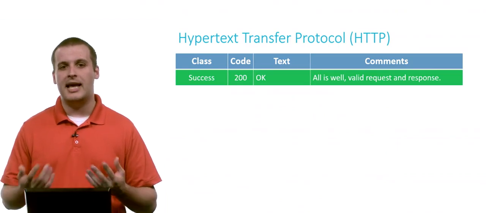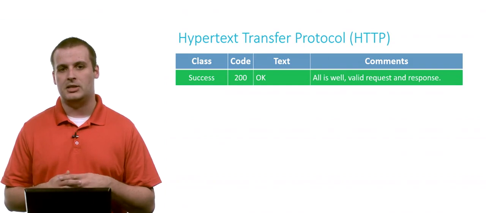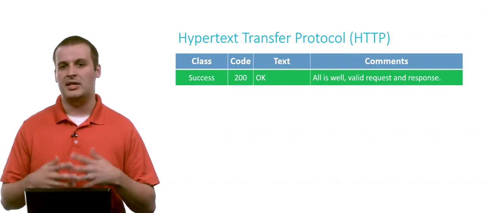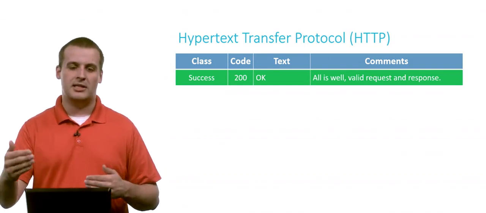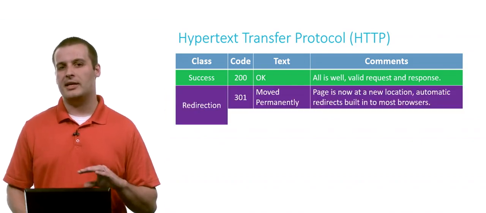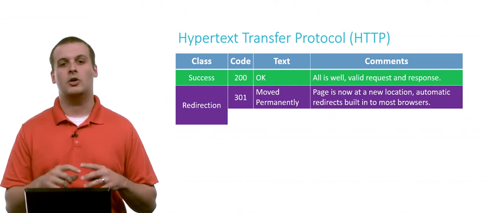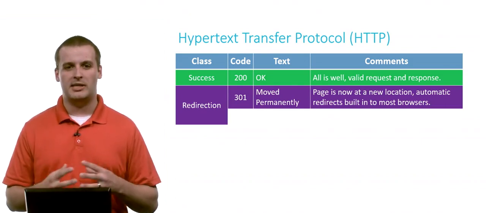Well, we might get a success. So in the success category, we might get code 200 with the text OK. What does this mean? Well, everything is good. You made a valid request. Here's a valid response. I was able to deliver exactly what you wanted. Sometimes you might get other things that you won't notice right away, but are somewhat failures. They're called redirections. There's two common ones here.